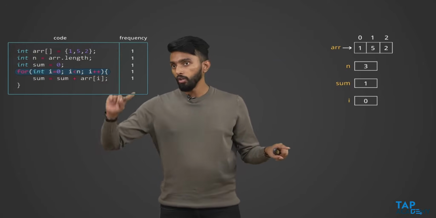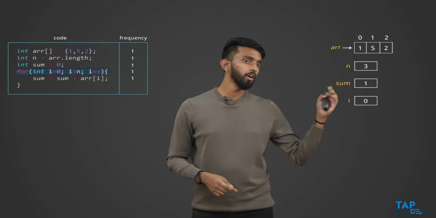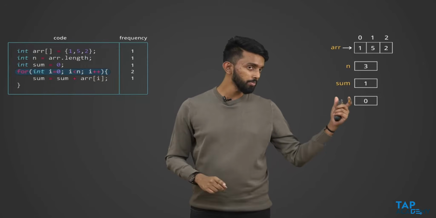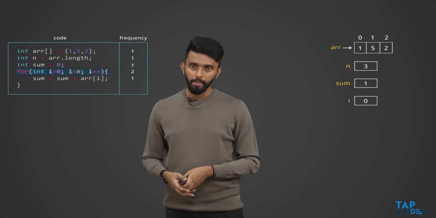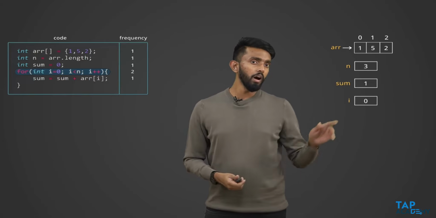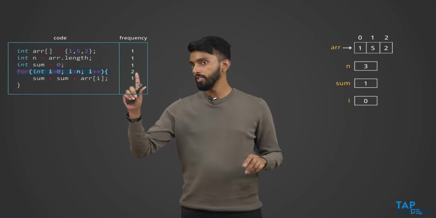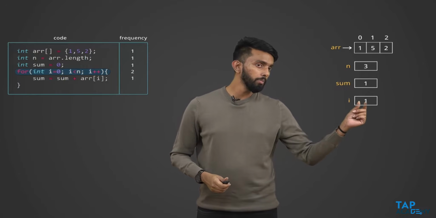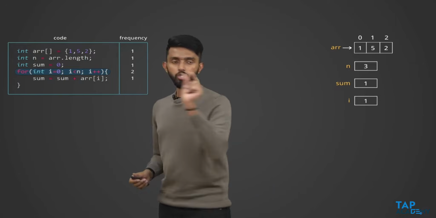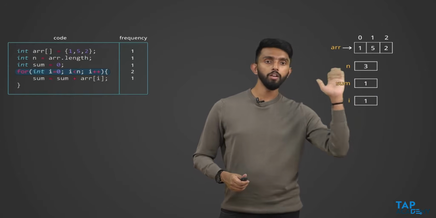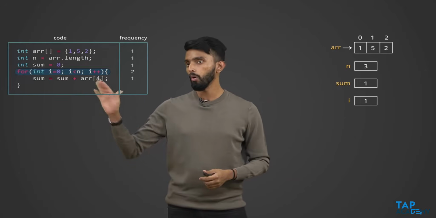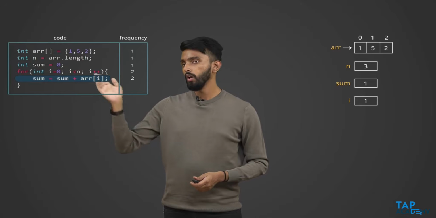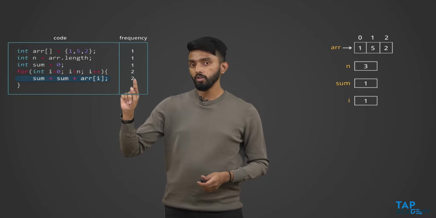Second time, again, you're checking the condition. So when you check the condition, first the i value will increment, i plus plus. I is going to become 1. And see, I'm showing the frequency. This is the second time it is executing. After i becomes 1, again check the condition. Is 1 less than 3? True. True means enter the body. In the body there is one statement. This will again execute. So this is the second time it is executing.